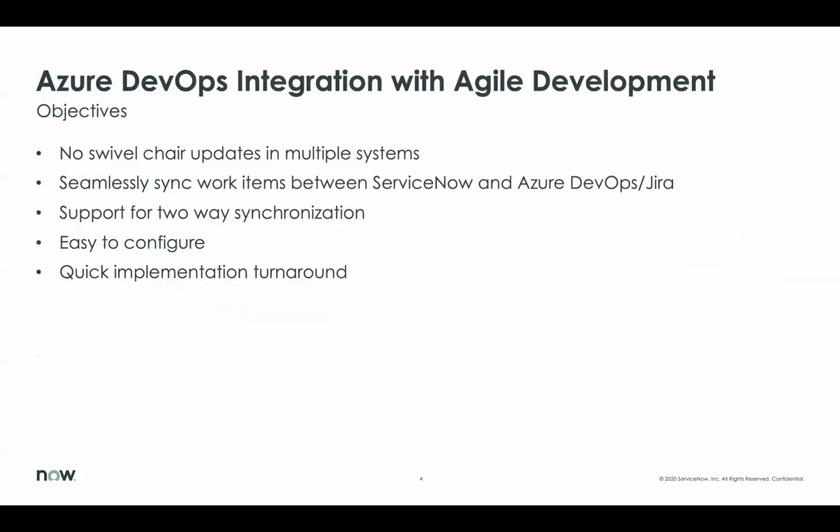So I'm going to summarize some of the objectives for why we built this integration. We wanted to make sure that customers don't do swivel chair updates in two different systems, Azure DevOps and ServiceNow, for the same update. We wanted to build a seamless integration that works between Azure DevOps and ServiceNow. We also have one for Jira, which we covered in the previous session. I didn't have the slide updated, but we wanted to build a seamless system that will sync the work items between the two systems. And it is a two-way integration.